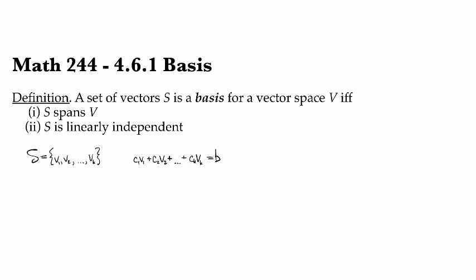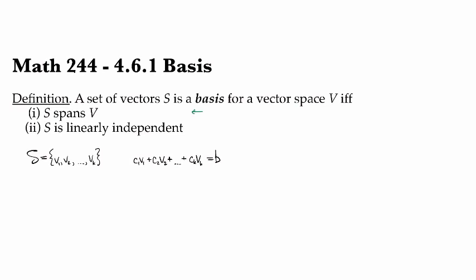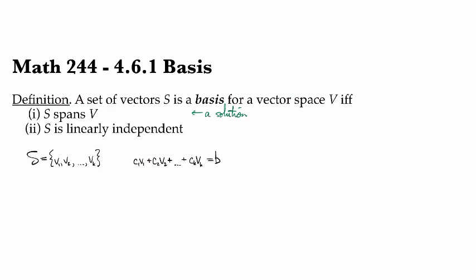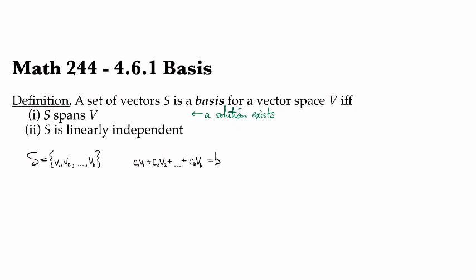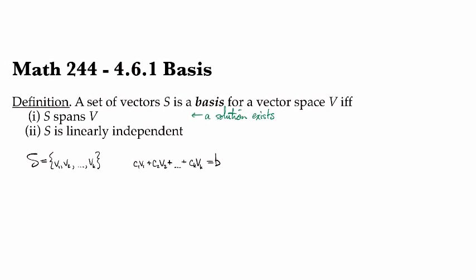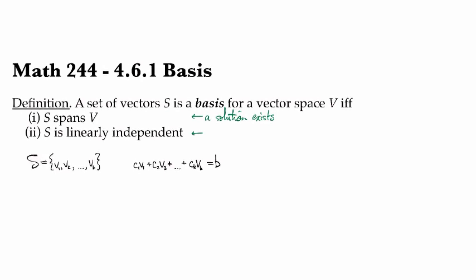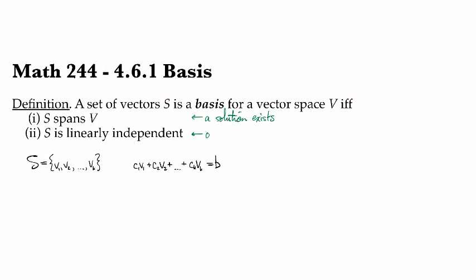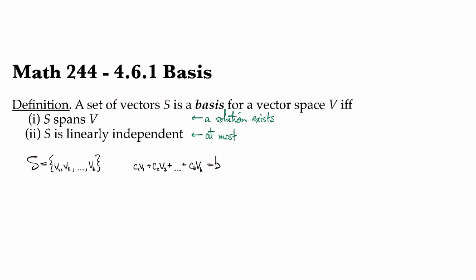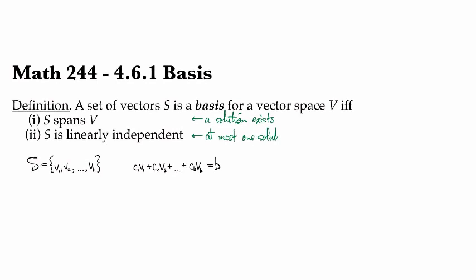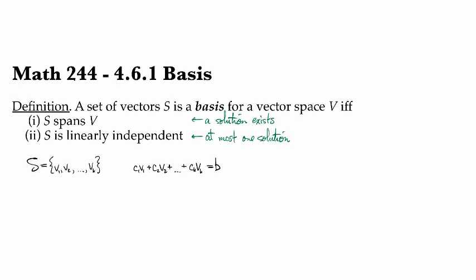The property of being spanning says that if S is a spanning set, a solution to this equation below exists. There are enough things, or enough of the right type of things, in S that we can solve that equation. So that equation can always be solved. As opposed to linear independence, which means that at most one solution can exist for that equation.